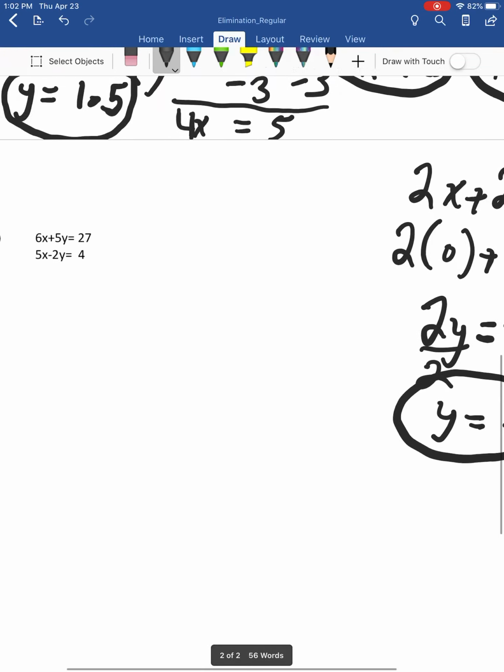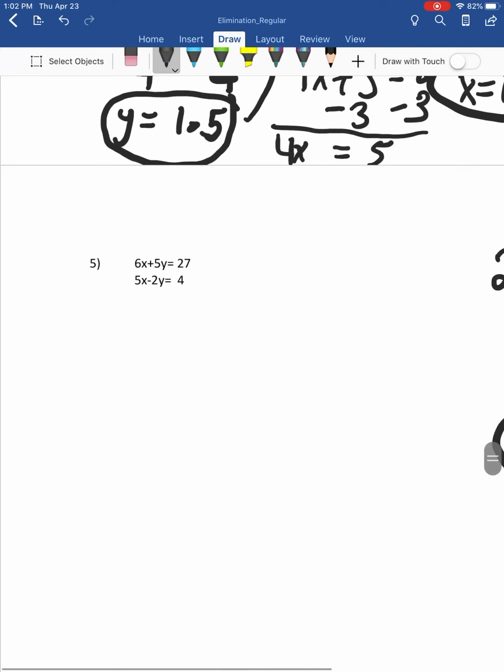All right. So number 5 is going to be a little different. Here's why. 6 and 5 don't eliminate. 5 and -2 don't eliminate. Now, in terms of creating pairs that do eliminate, I have a 6x on top, I have a 5x on bottom. I would need -6x on bottom. From 5, I can't make -6. There's no whole number I can multiply 5 by to make -6. Same story with the y's. I have a 5y on top, I need a -5y on the bottom. There's nothing I can multiply -2 by to make -5.